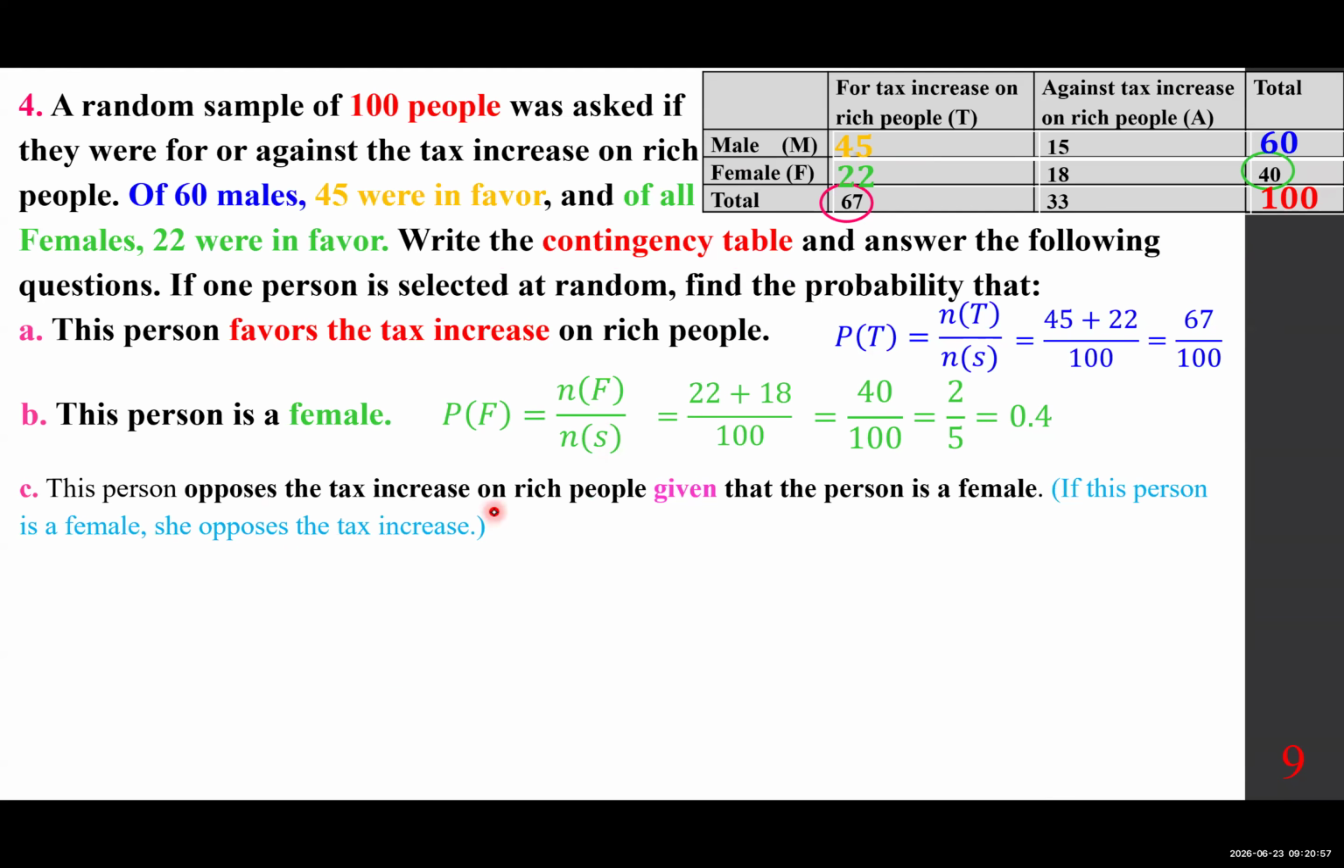This person opposes the tax increase on rich people, given that the person is a female. If this person is a female, she opposes the tax increase. That's another way of putting it. This is called conditional probability. And here's the formula. Probability of A given B is probability of A intersection B over P of B. Probability of B given A is probability of A intersection B over P of A.